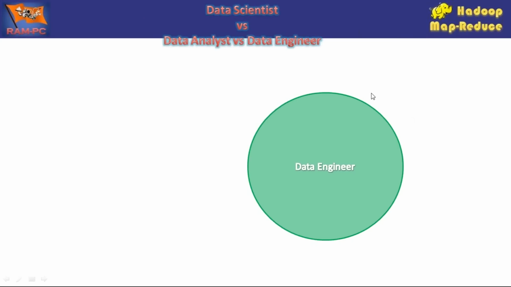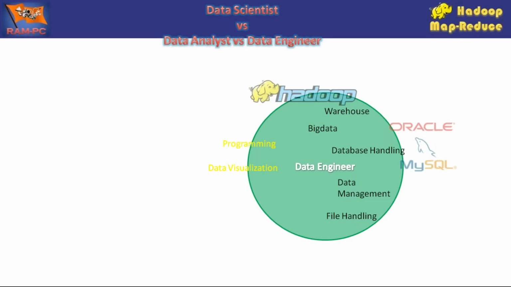Now we have to understand the differences between the data engineer, data scientist, and data analyst. There are a lot of concepts available for the data engineer. The data engineer will have several concepts of data management, file handling, database handling, and all these concepts. Big data concepts are also required, and warehouse concepts, and he should be comfortable with programming and data visualization, and he should be able to use various tools like Oracle, MySQL, a regular operating system, Hadoop, and all these concepts.